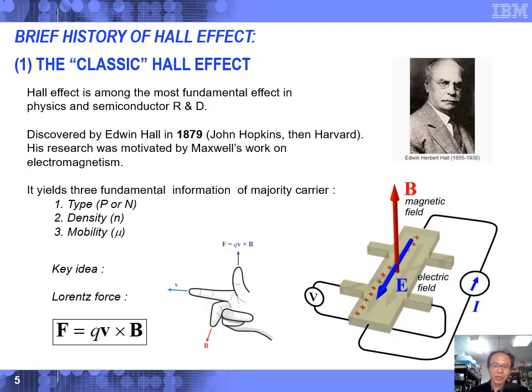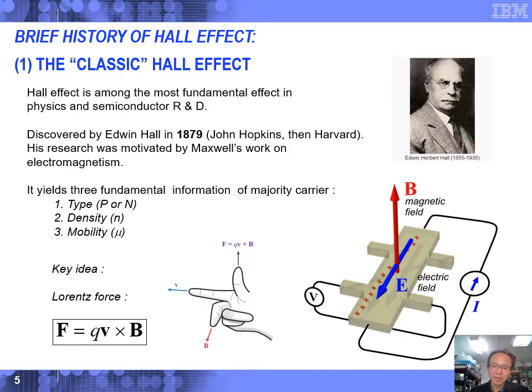So to do this, everyone must know one of the most important effects here, which is the classical Hall effect that allows us to understand the charge carrier properties in the material. This effect was discovered by Edwin Hall in 1879, and his research was motivated by Maxwell's work on electromagnetism that was developed during his time. And from this effect, you could obtain three fundamental pieces of information: one, the type, whether it is positive or negative, hole or electron; two, how much of this charge carrier there is, or the density; and third, how fast they move, or the mobility mu.